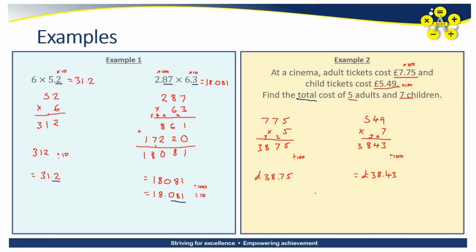Now the question is actually asking me for the total cost of these together. So my total is asking me to add them up. So I've got £38.75 and £38.43. 5 add 3 is 8, 7 add 4 is 11, 8 plus 8 is 16, don't forget this one, and 3 plus 3, add that one, is 7. So our total cost for these cinema tickets is £77.18.